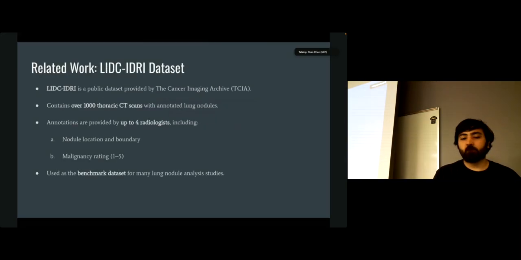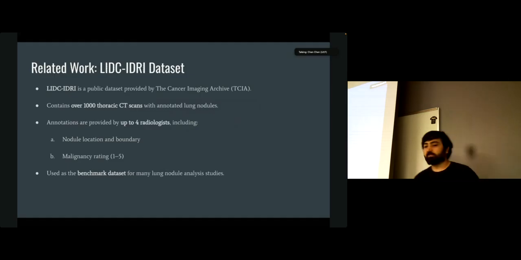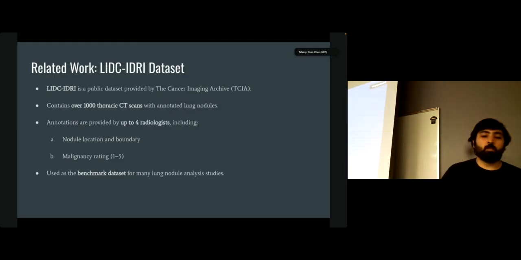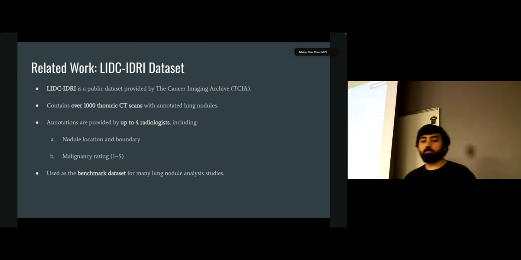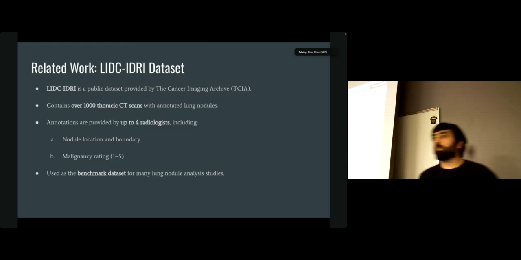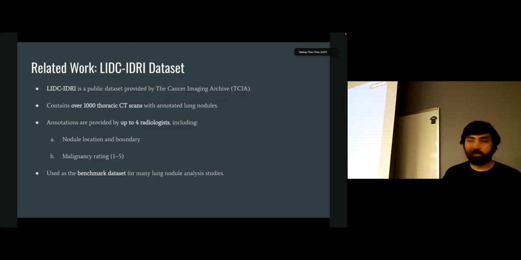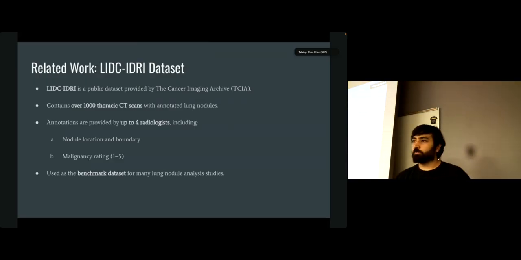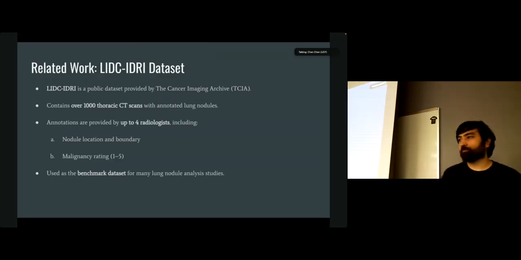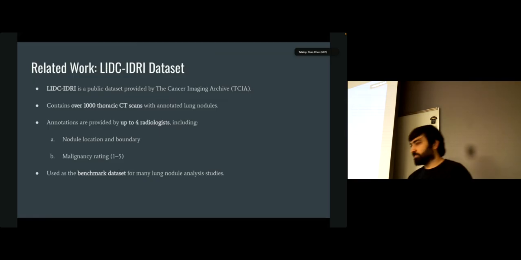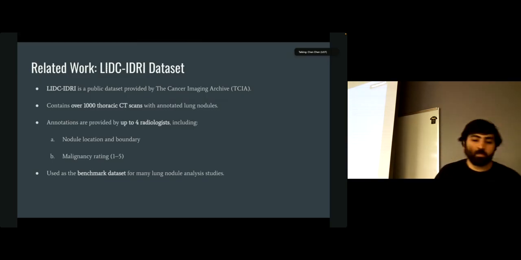The related work includes the LIDC-IDRI dataset. It's one of the biggest datasets, provided by the Cancer Imaging Archive. They have over 1,000 CT scans with annotated lung nodules. All the annotations are provided by up to 4 radiologists. That means the annotations are not consistent. In some places you only have 1 or 2 radiologist annotations. The majority of the cases have 4 radiologists.